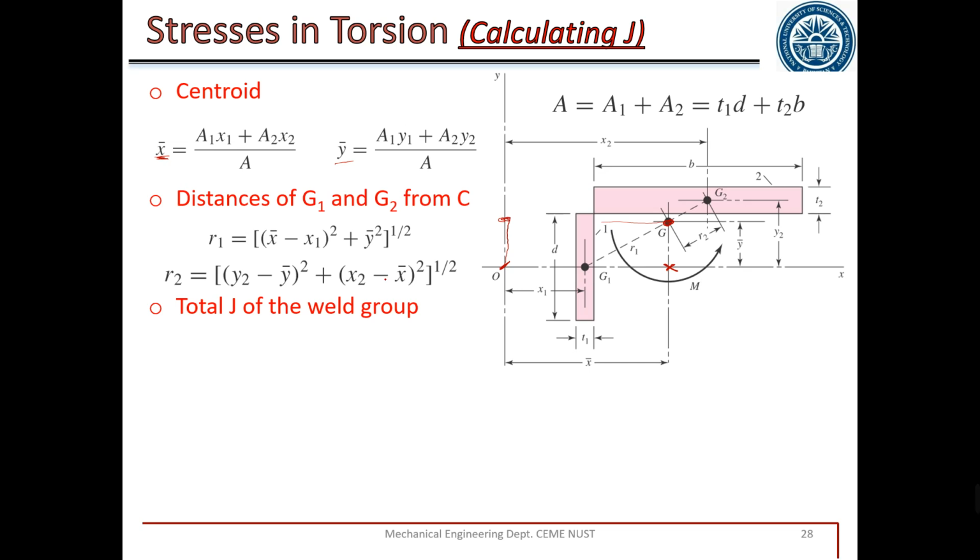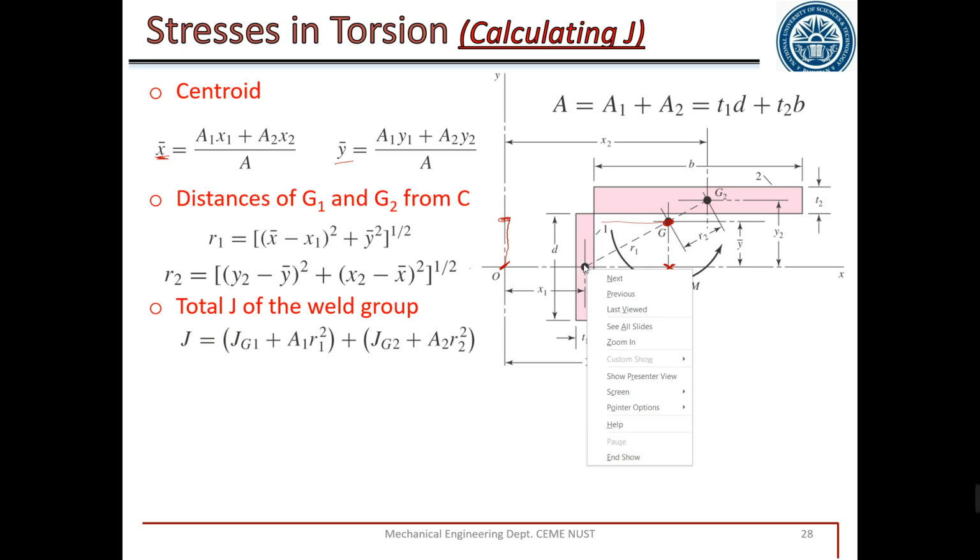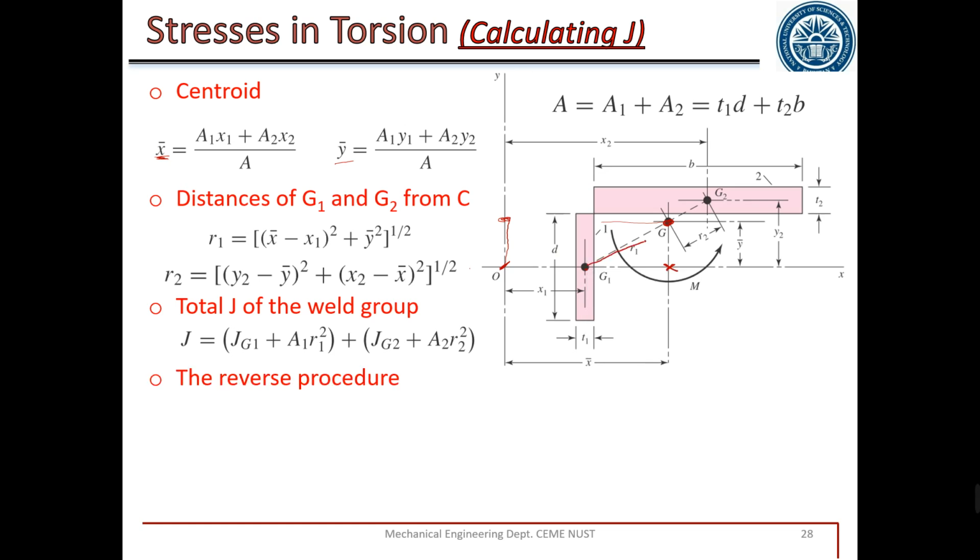Total J of weld. What is J? J calculated at G1 plus A d squared, like I already explained to you. In this case we have polar distance. So JG1 plus A r1 squared, plus JG2 plus A r2 squared. So this equation will bring all the values of J to this point. So this is the value of J of complete weld at point G. This is the polar moment of area calculated. We have calculated all the things.